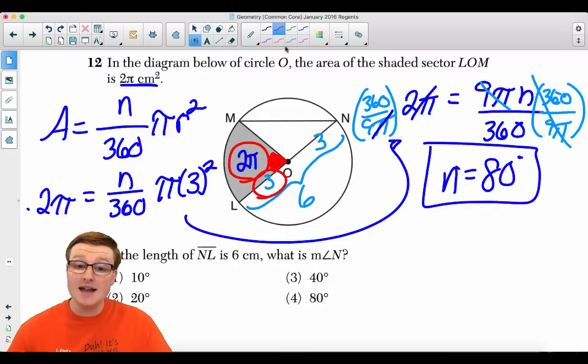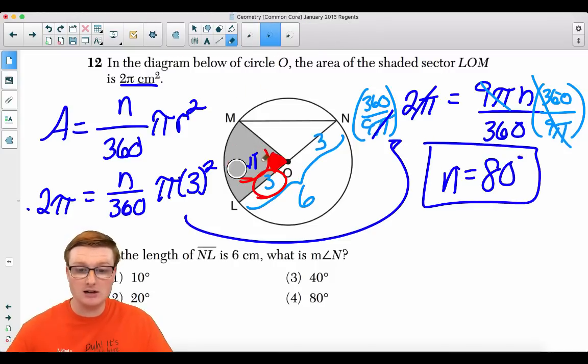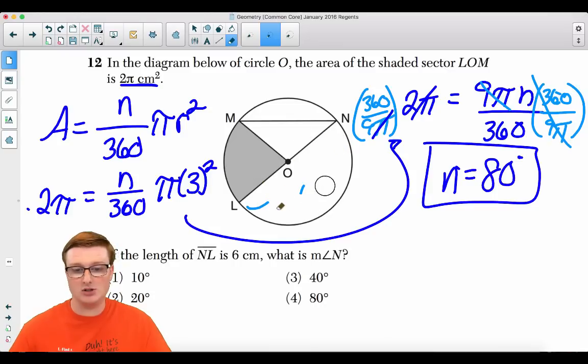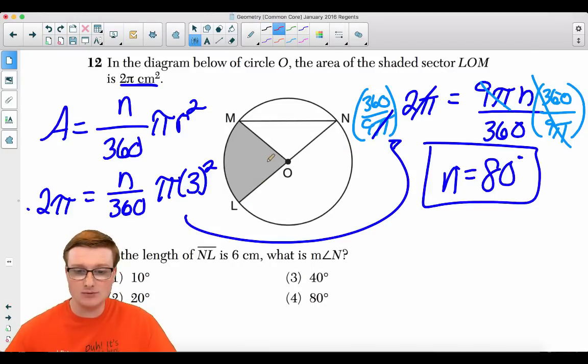Now, n is equal to 80 degrees. So I'm going to clear out my information here on my circle. And angle N right here is 80 degrees. No, I'm sorry. Little n from the formula is 80 degrees, not angle N. It's this angle right here, not this one. Sorry, that was just a little confusing.